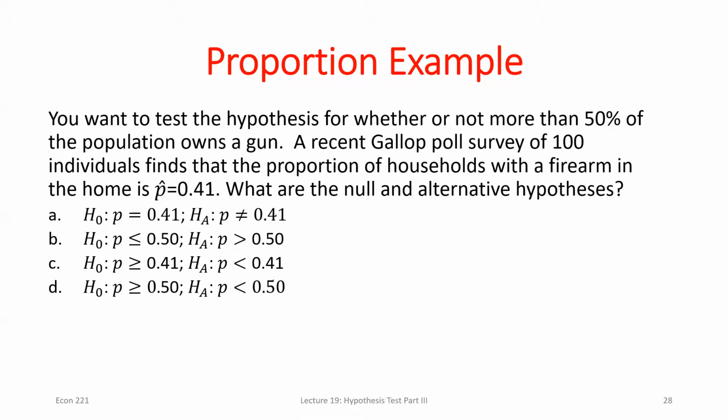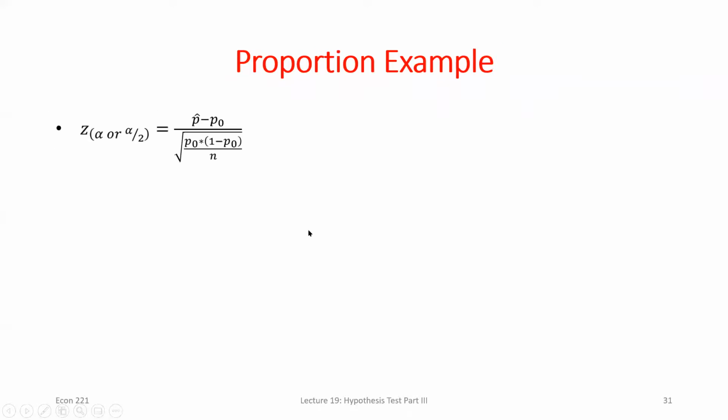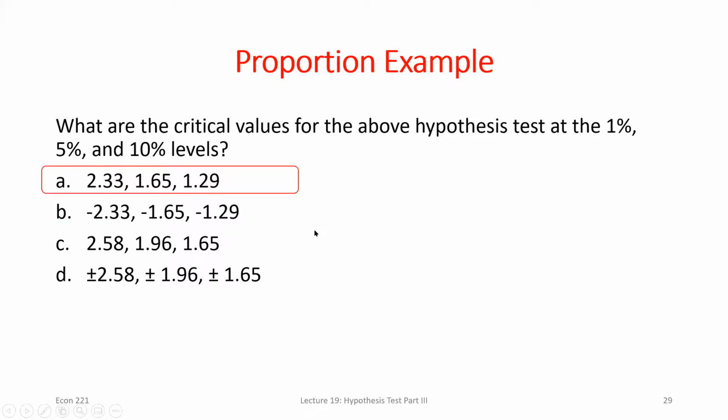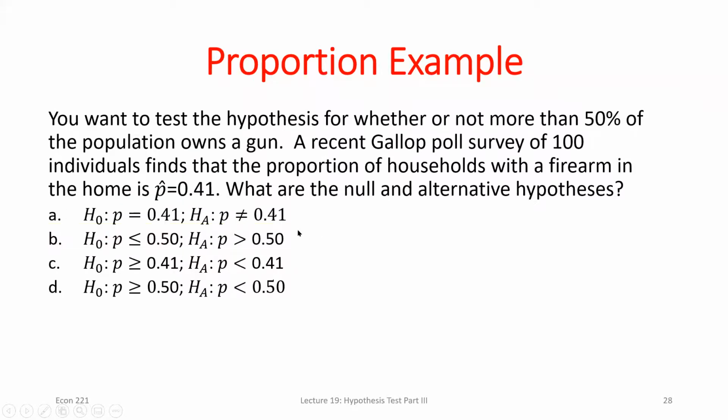So let's go through something with some actual numbers, and we'll work through these steps. Let's suppose you want to test the hypothesis for whether or not more than 50% of the population owns a gun. Actually, do I have this one set up right? Let me look through this real quick. Okay, yeah, this is one where I'm going to show you something kind of interesting.